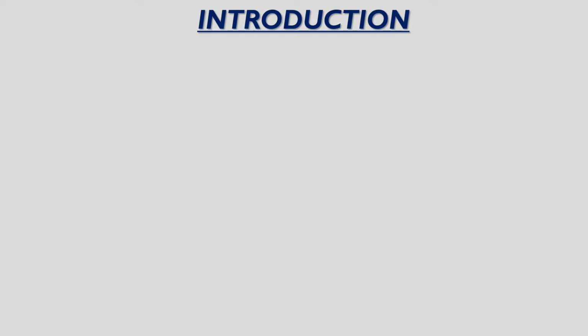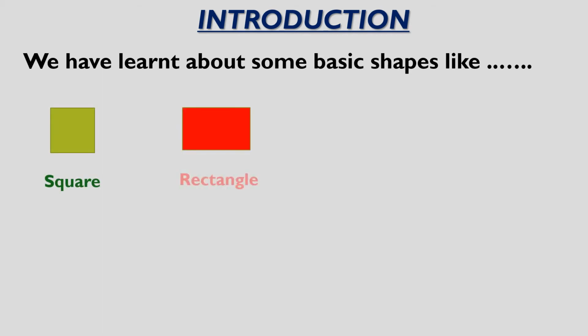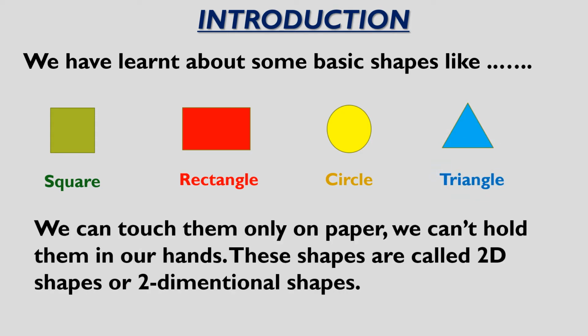Introduction. We have learned about some basic shapes like a square, rectangle, a circle, and a triangle. We can touch them only on paper. We cannot hold them in our hands. So these shapes are called 2D shapes or two-dimensional shapes.